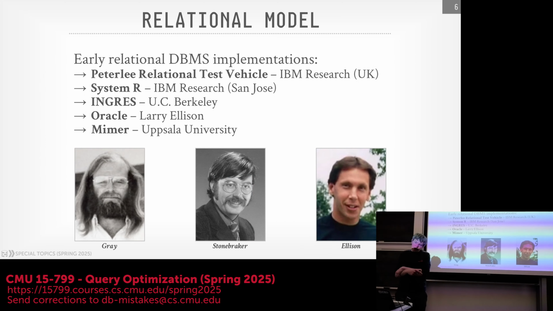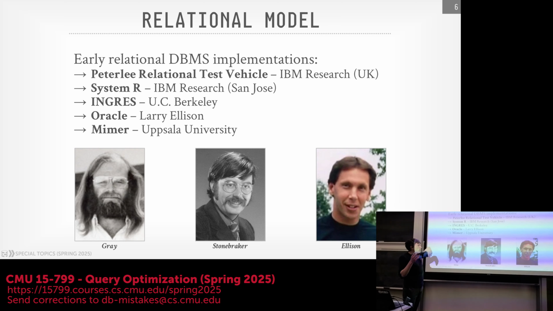So there were sort of four main early implementations of the relational model. The very first one, as far as I know, was this thing called Peterlee Relational Test Vehicle, done at IBM in the UK. That one was an early prototype that the guys who invented SQL worked on. The project didn't really go anywhere. They didn't commercialize it. It was a proof of concept.